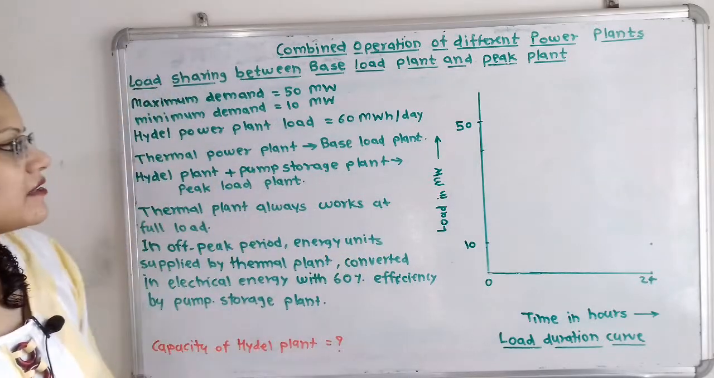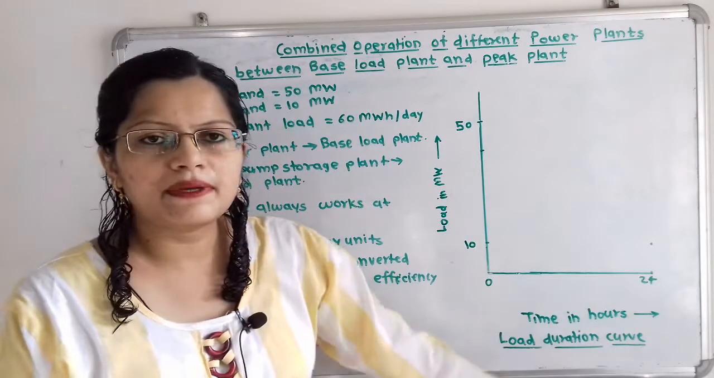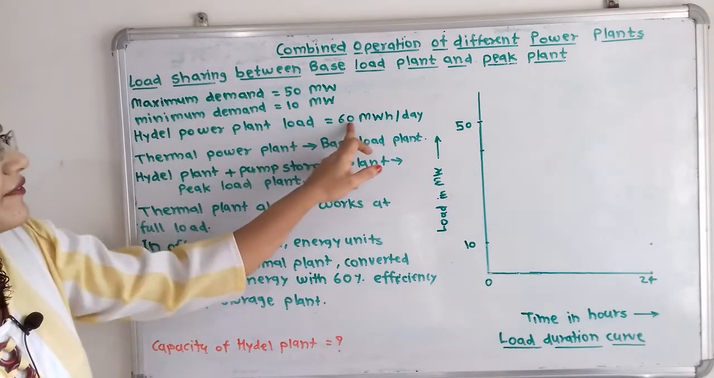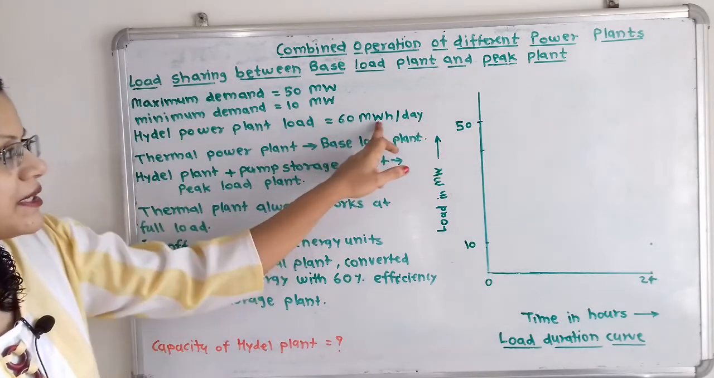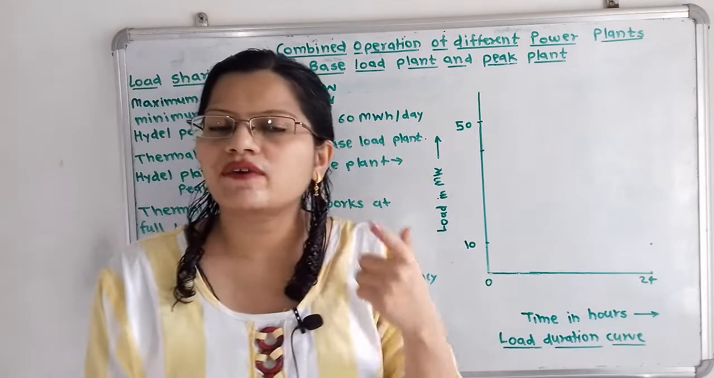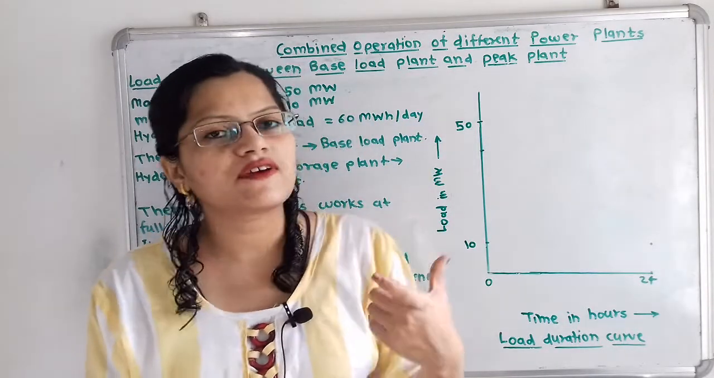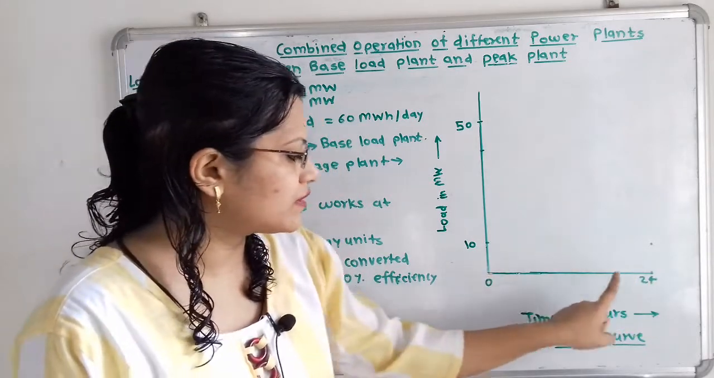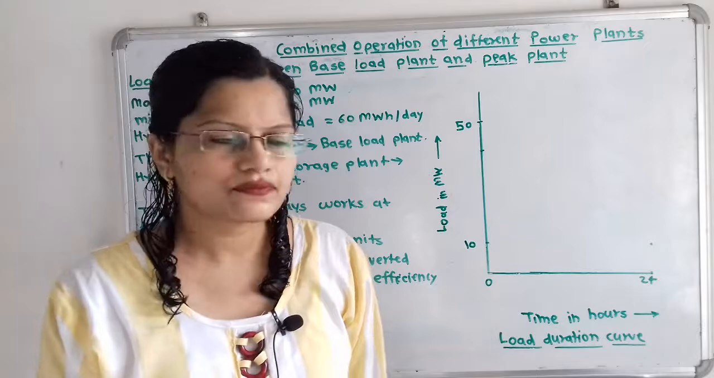Then the time period that we have to take is time in hours. The hydel power plant load is given for one day, that is 60 megawatt hour per day. So in one day the time period is 24 hours. So from 0 to 24 we have to plot the time in hours.